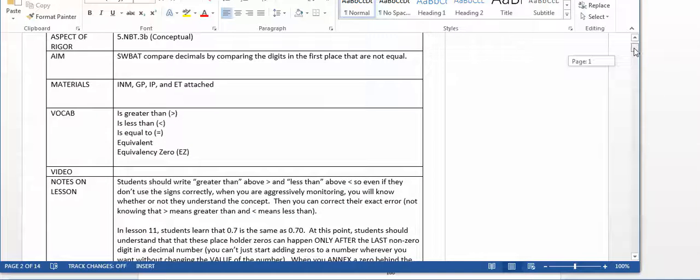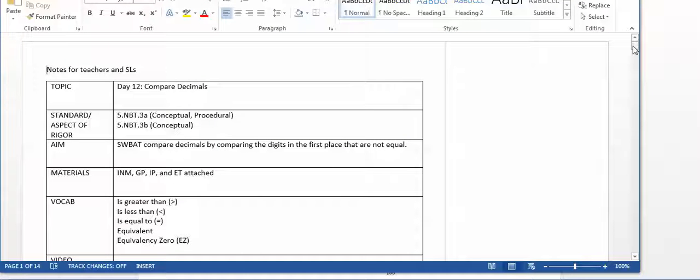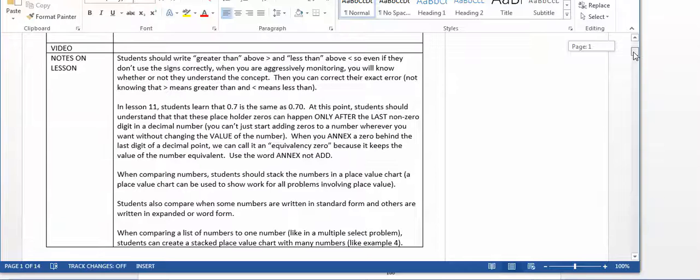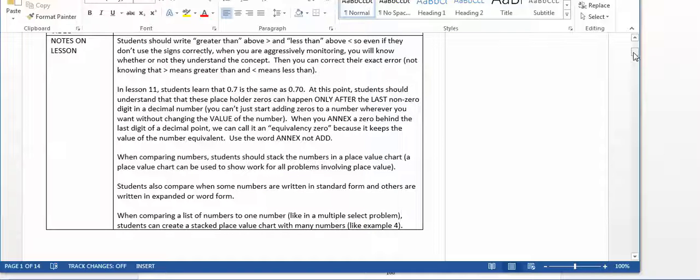All right, now we're looking at day 12. We're going to be comparing decimals. Again, like every other day in this unit, we are going to show our work, our thinking, using a place value chart. What's important to know is that students have done comparing with whole numbers before, and so the idea of a greater than sign and a less than sign is not new to them.